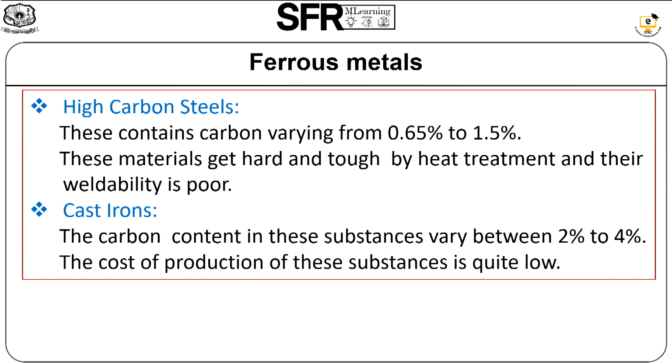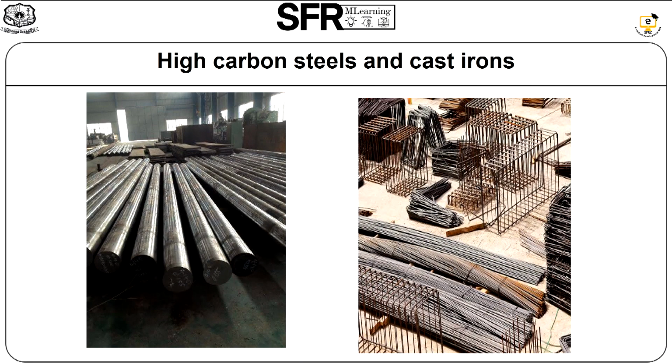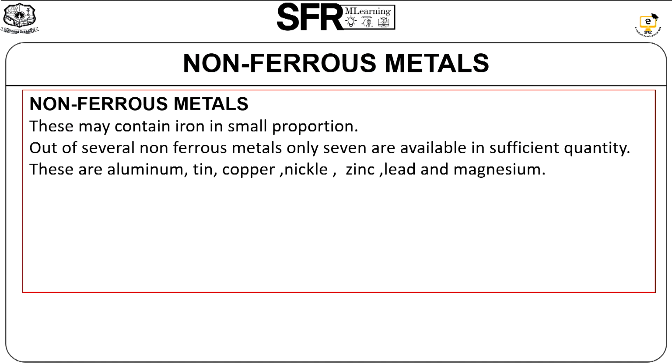The carbon content in the substance varies between 2% to 0.4%. The cost of production of this substance is quite low, and these are used as porous casting alloys. These are examples of high carbon steels and cast irons.